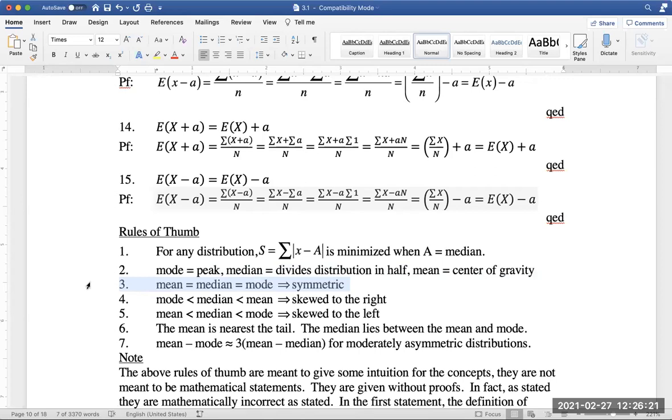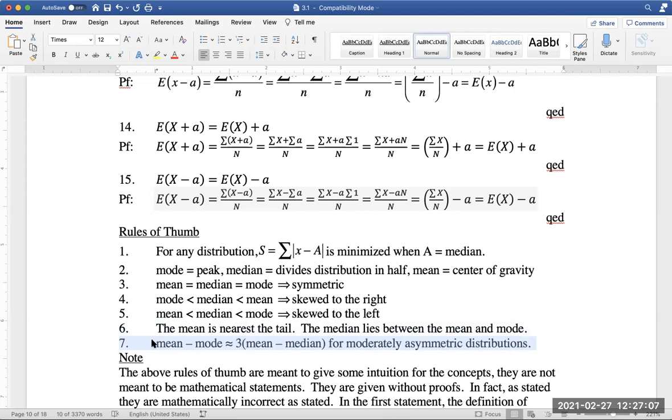If the mean equals the median equals the mode, then your distribution is symmetric. If the mode is less than the median, which is less than the mean, then it will be skewed to the right. If the mean is less than the median, which is less than the mode, it'll be skewed to the left. Notice that the mean here is always closest to the tail. The median always lies between the mean and the mode in these situations.